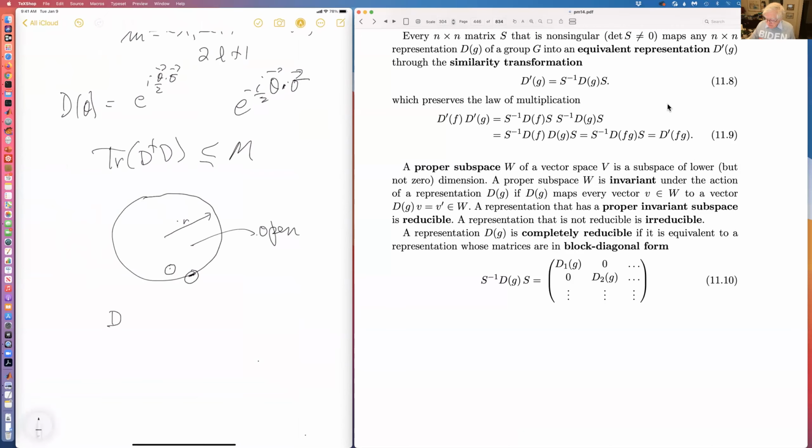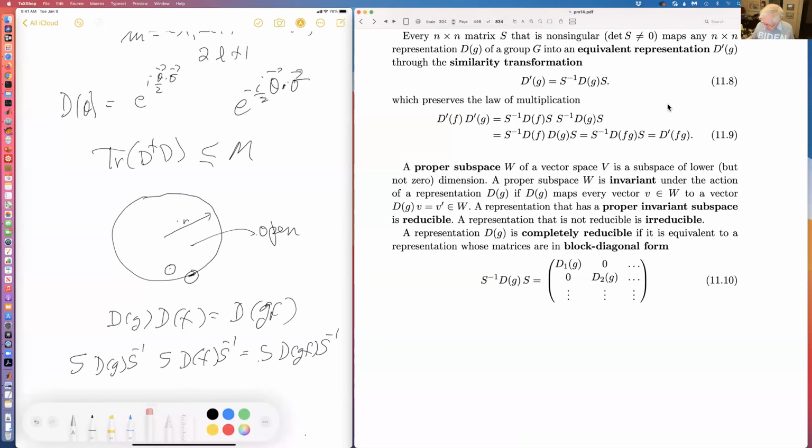If, in other words, D of G times D of F is D of GF, then it's also true that S D of G S inverse, S D of F S inverse is equal to S D of GF S inverse. And that's because these two guys, this is just equal to the identity element.